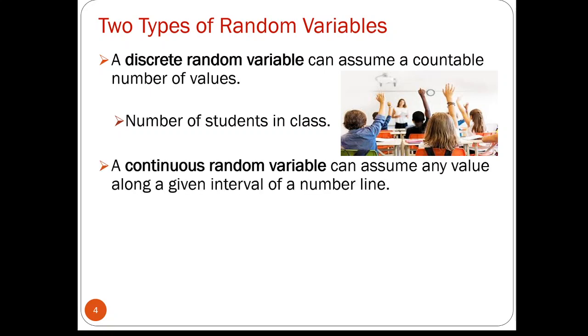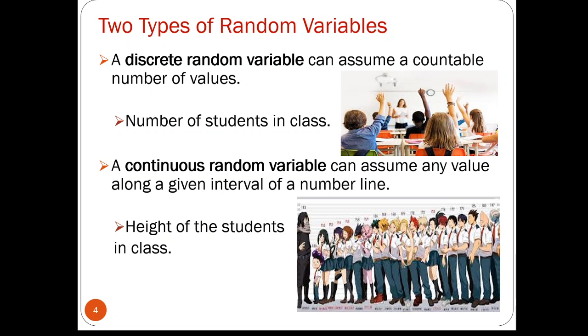whereas the continuous random variable can assume any value along a given interval of the number line. For example, the height of a student. Height of a student can vary from 4 feet to 7 feet. Some students may have a height of exactly 5 feet, or some may have a height of 5 feet 3 inches. So a continuous random variable takes any real value between the range.